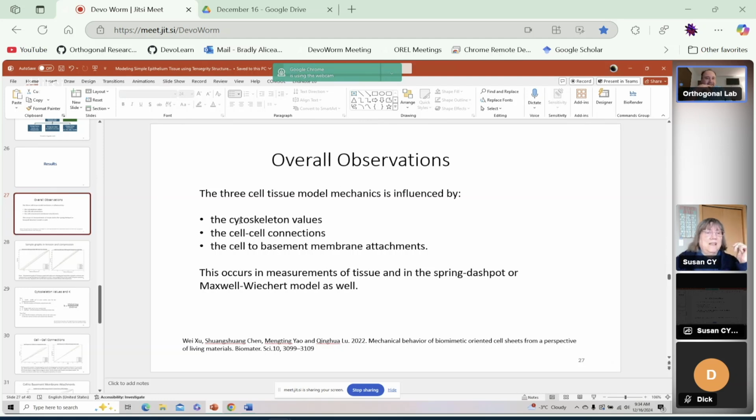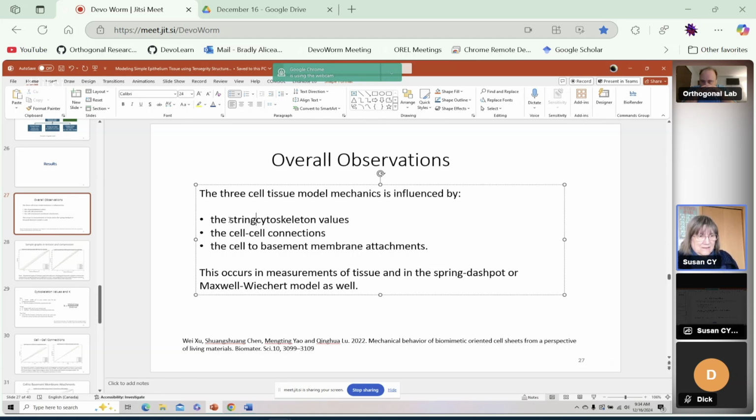Okay, what was the mistake? Cytoskeleton values. The string and bar values. Oh, okay. So it's the model, not the biology. Yeah, trying to do this. Okay.